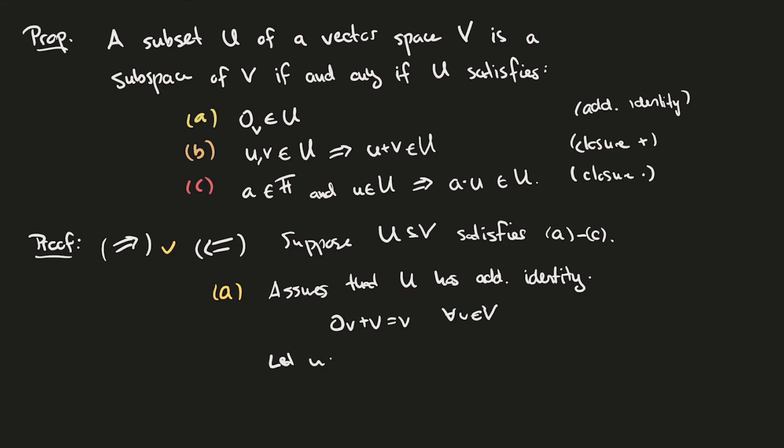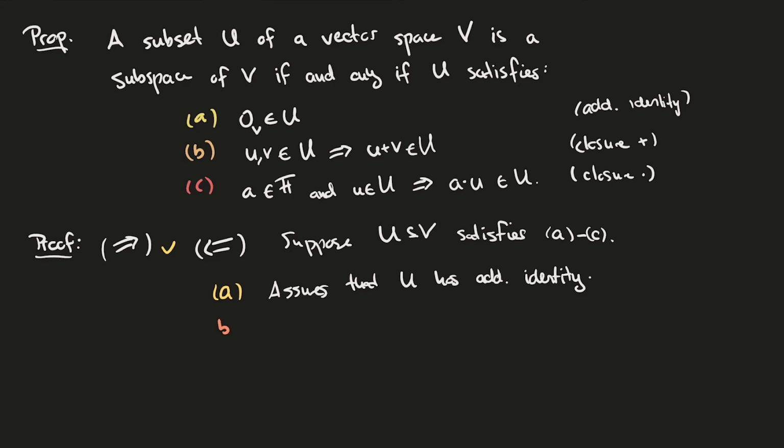Now let's take some element U in U. Because U is a subset of V, this implies that U is also an element of V. Hence, the above equation holds, and we have that 0V plus U is equal to U. But now, the element U we chose in U was arbitrary, so we conclude that this equation down here holds for all U in U. And this is just the definition of an additive identity in U. Thus, the previous argument shows that U has an additive identity.